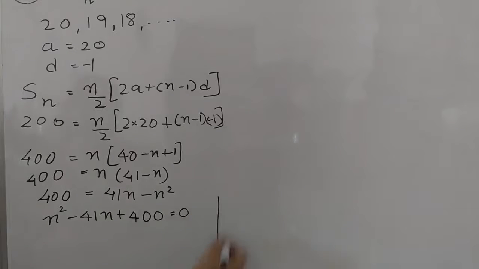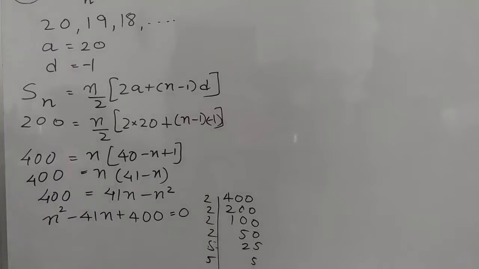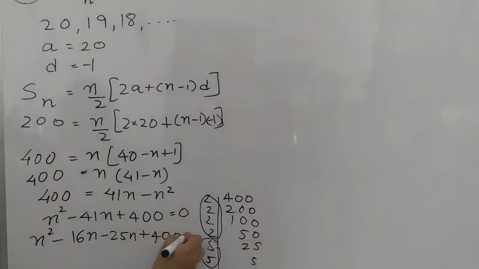Factors of 400, I am finding here, you can see 200, 50, 25, sorry 5 here, 5, 5, 1. Now using these factors we will find our middle term. So 5 5s are 25, and 2 2s are 4, 2 4s are 8, 2 8s are 16. So 16 and 25 we add, and we get minus 41 here. So n square minus 16n minus 25n plus 400 is equal to 0.